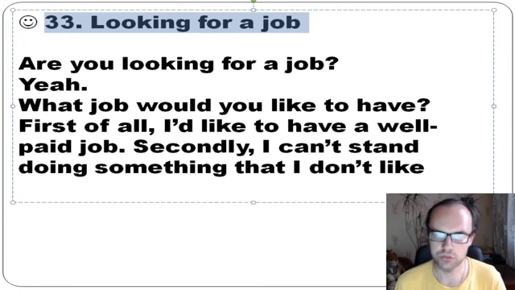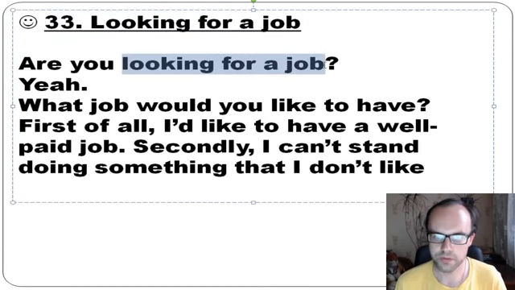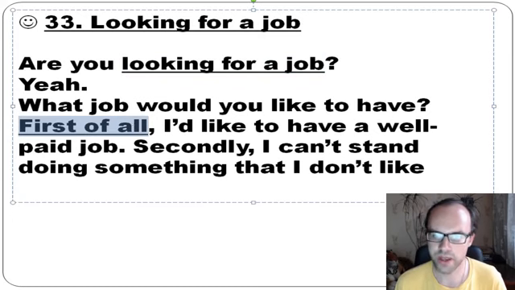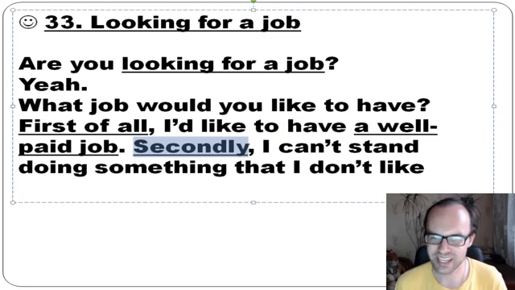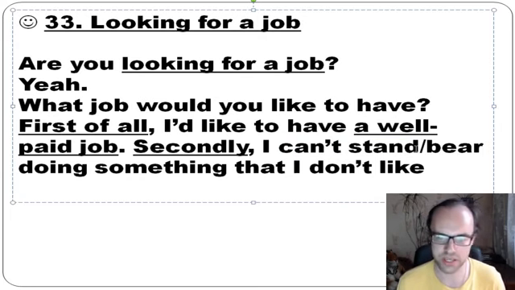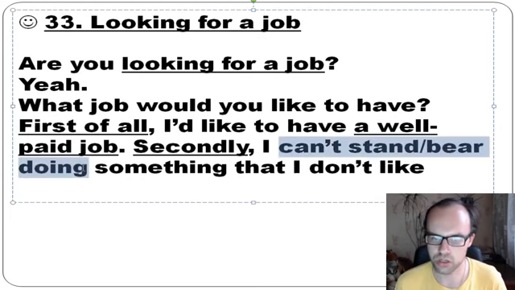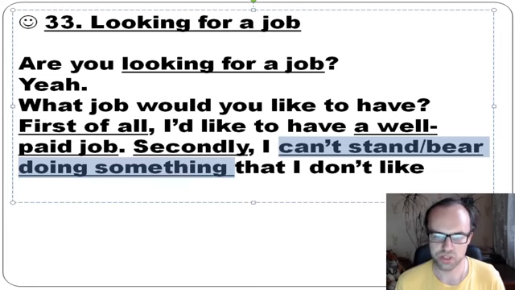Looking for a job. Are you looking for a job? Yeah? We say look for something when we want to find it. Informal. So what job would you like to have? First of all, I'd like to have a well-paid job. So a job where you will get enough money. Secondly, a nice phrase, I can't stand doing something that I don't like. What is can't stand? Can't stand means hate. So you can say can't stand or can't bear, it means hate, and we use verb plus ing. Can't stand doing something, please remember it. For example, someone can say I can't stand doing homework, I can't bear repeating it again and again.